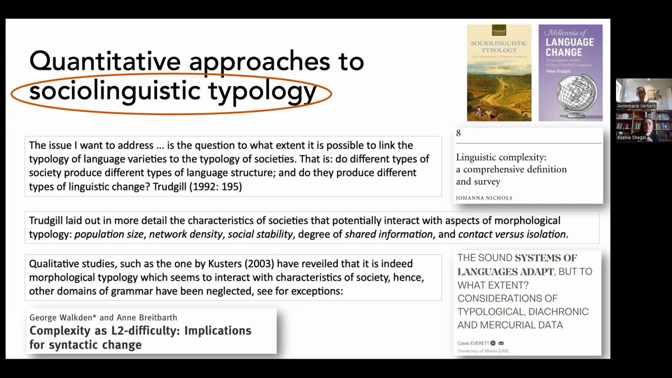So Trudgill has basically worked extensively on this, right, and has looked at all of these aspects of society that could potentially interact with aspects of typology, but especially morphological typology. And then there is this kind of quantitative turn that we can observe around 2009, 2010, where we have people applying various types of quantitative approaches to see on a global scale if there are interactions between the type of language structure and the type of society.